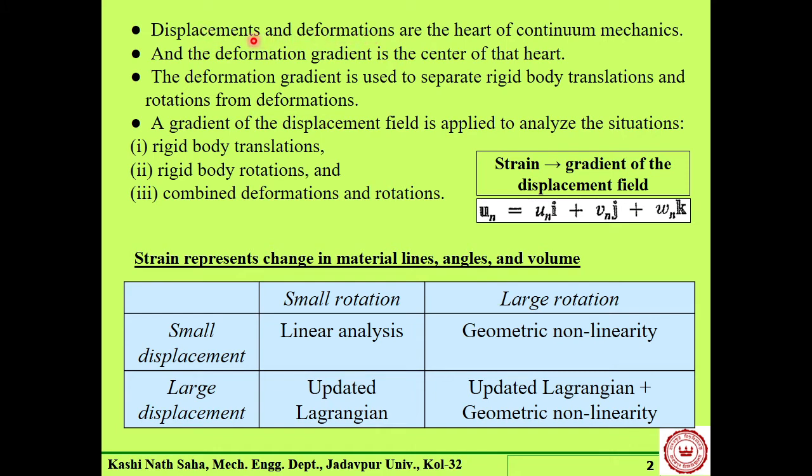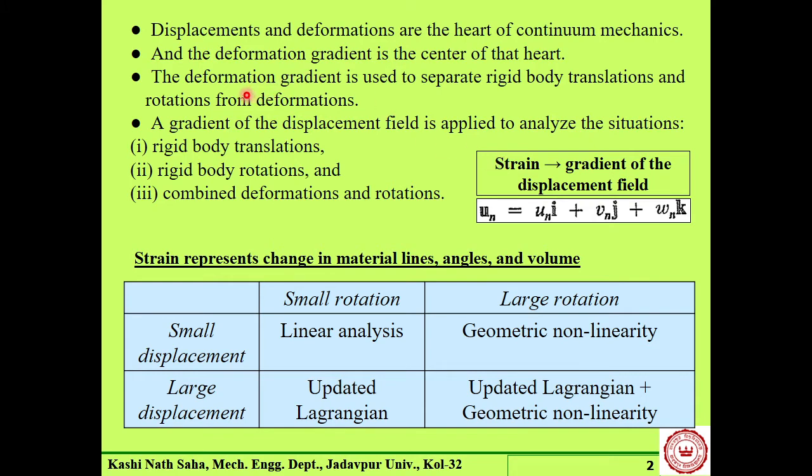This is true when we say the term deformation. These are some loose terms, standalone displacement or standalone deformation. So in totality there are two such things, displacement and deformation. We will go into that. So what is written here? These are the heart of continuum mechanics, and the deformation gradient is the center of the heart. So what is the deformation gradient? This is the strain. You know that strain is the derivative of the displacement field. du/dx is your epsilon x.